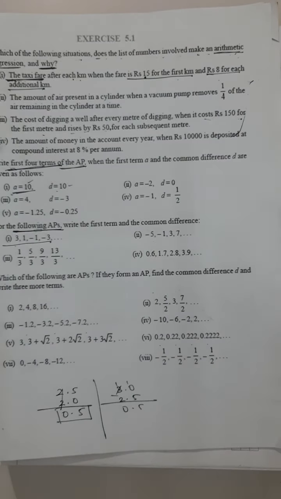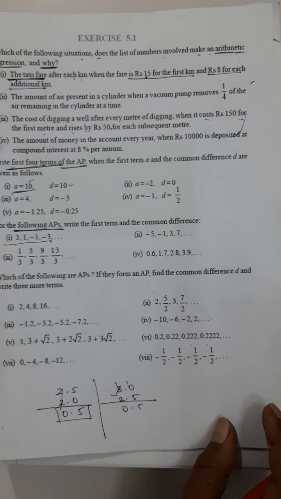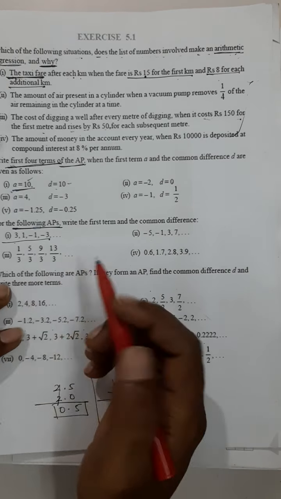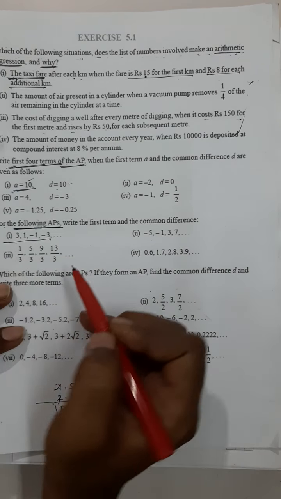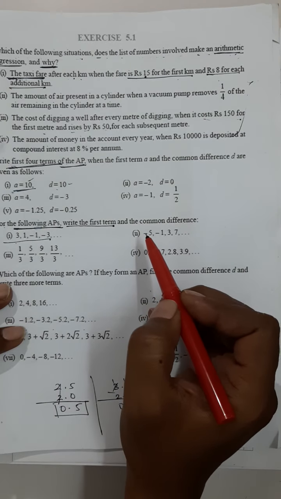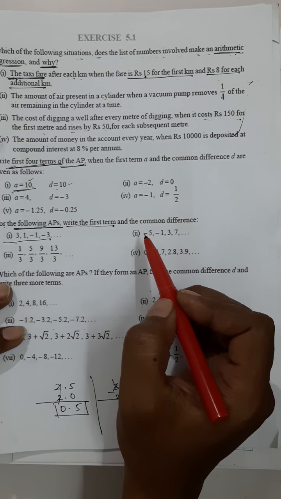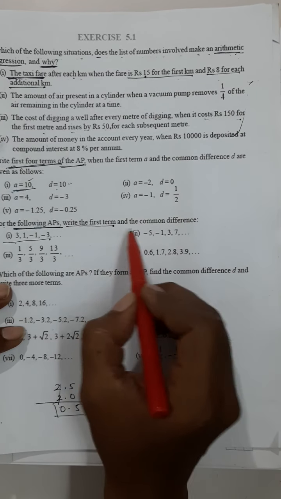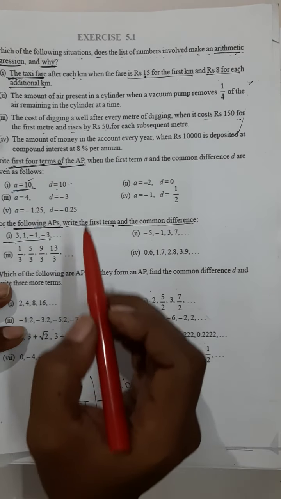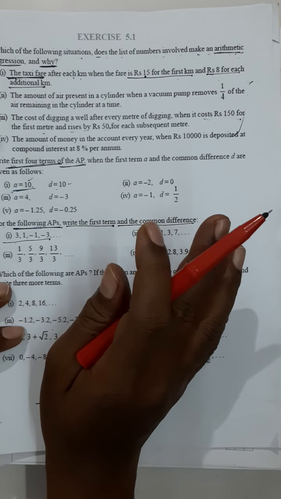And now let us proceed to the next question of exercise 5.1. We have completed question number 1, question number 2, and we are now heading towards question number 3. In question number 3, for the following arithmetic progression, write the first 3 terms. Write the first term and the common difference. Okay, so here again, you have to be very careful with your ideas.